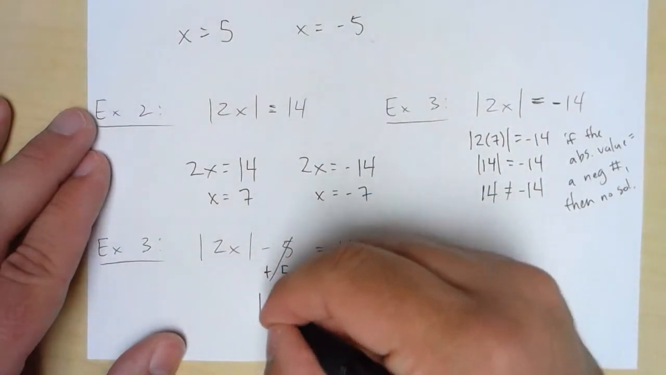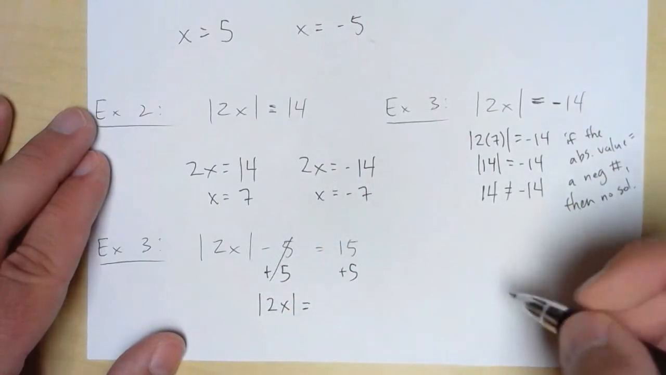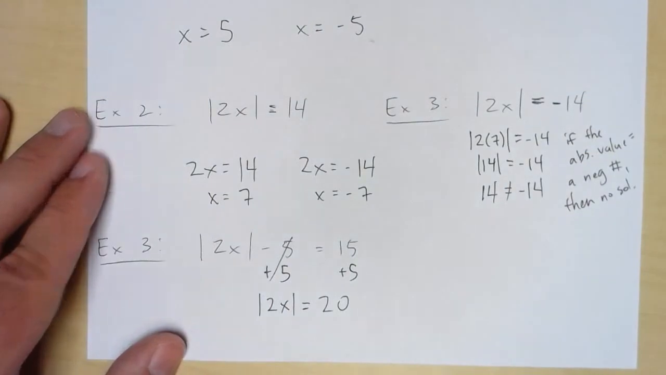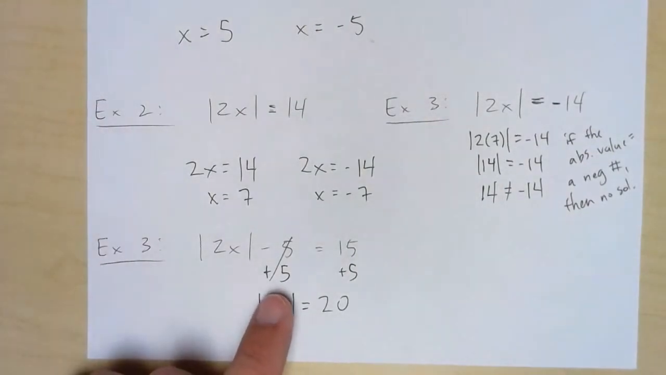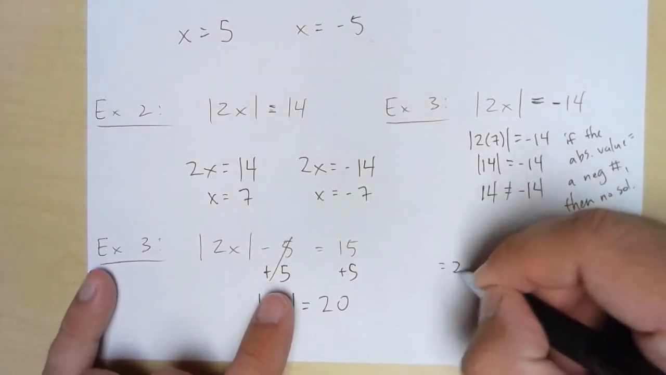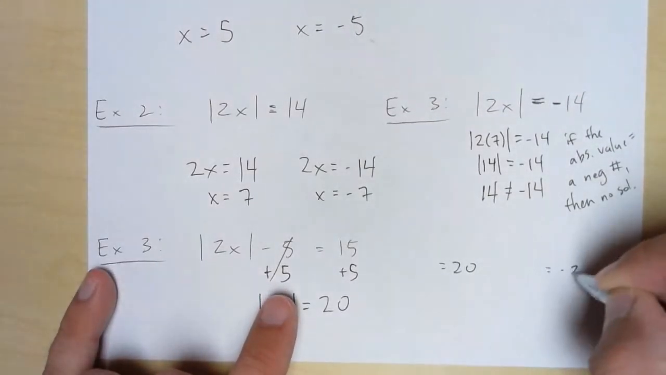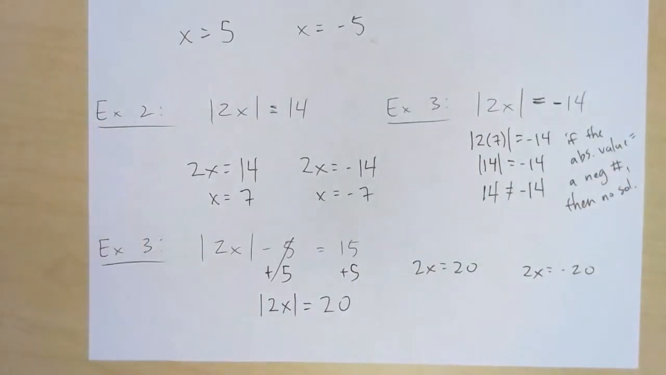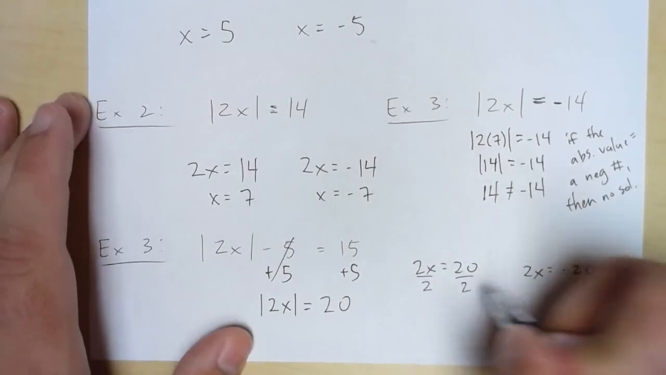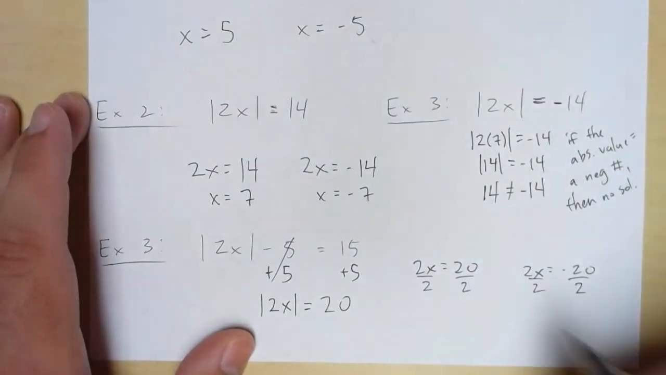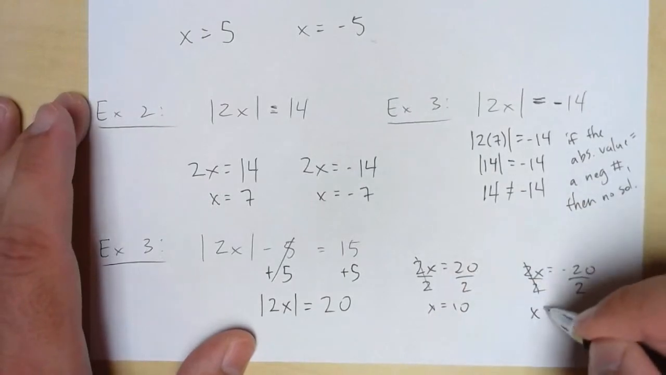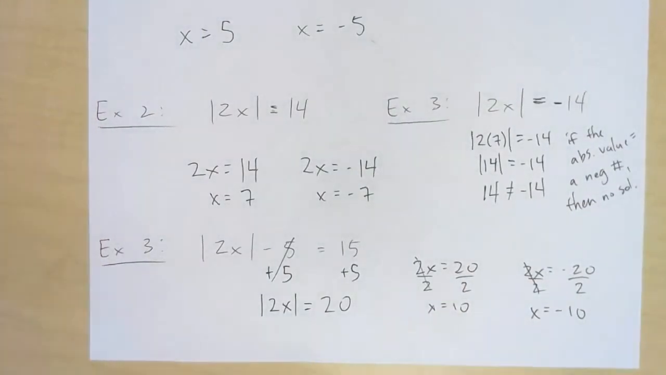It's going to cancel on the left side. Well, the absolute value of 2x equals, let's see here, 15 plus 5, that's 20. So now we're saying the absolute value of some stuff has to equal 20. We know there's two values for that. We know the absolute value of 20 could come from 20. We know the absolute value of 20 could come from negative 20. So 2x equals 20 or 2x equals negative 20. And we can solve this again by dividing both sides by 2. So that's going to cancel. We're left with x equals 10. It's going to cancel over here. X equals negative 10.